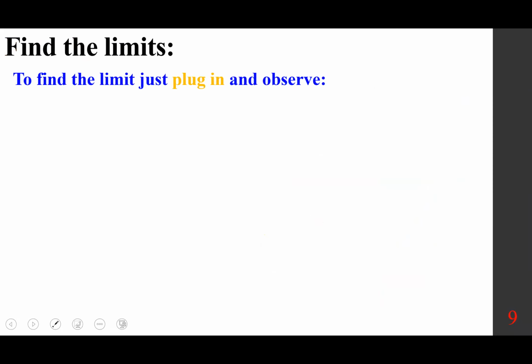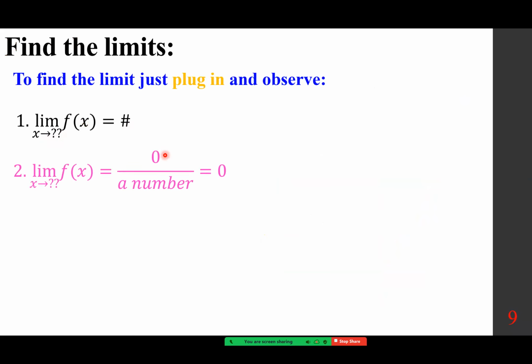How do we find the limits? Just plug in and observe. When we plug in, what happens? Well, maybe we get to a number. So the limit of f of x as x approaches something is a number, you're done. For example, A. Plug in. Maybe it gives you 0 over a number. It's important to know when we say 0 over a number, that means other than 0. That is 0.